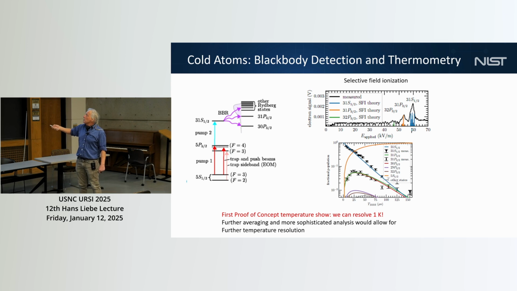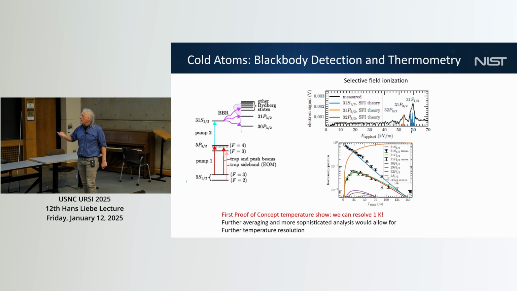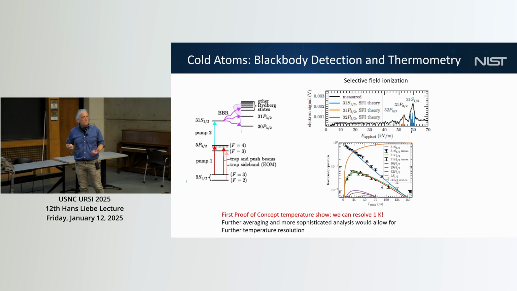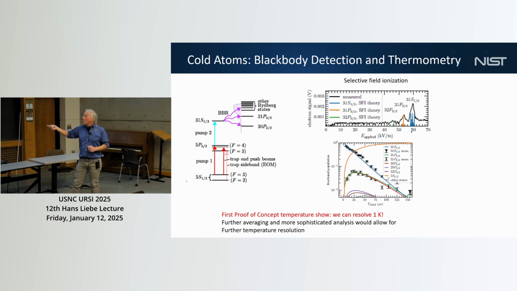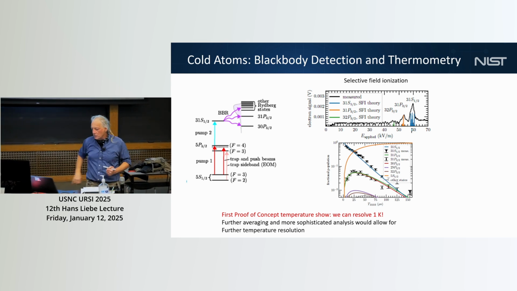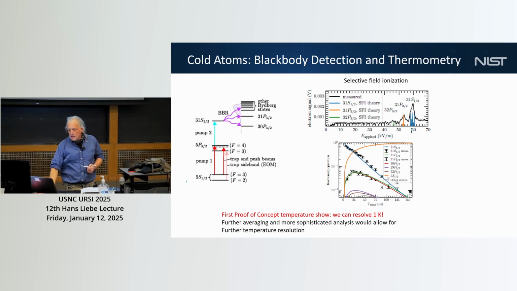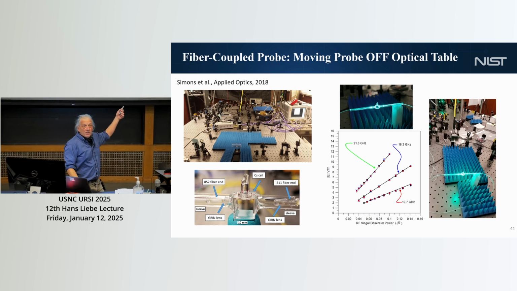We can actually measure the relative population by doing something called selective field ionization. We can measure the particular atomic states, and from that, we can get a plot that allows us to determine temperature. Right now, we're at about 1 to 2 K temperature resolution. We hope with some systematic improvements, we're going to get this much lower. But the idea is that now we're starting to understand these systems well enough that we can start doing a whole range of other topics.